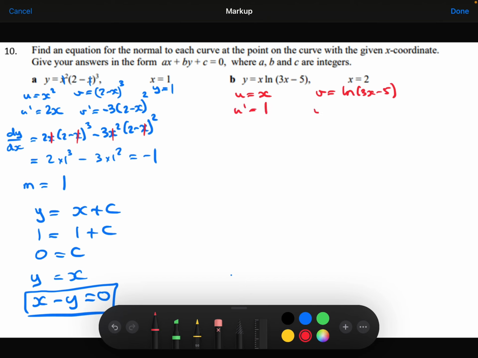Differentiating x, I get 1. Now, to differentiate the ln 3x minus 5, I need to be careful with this because I've got the 3x minus 5 that is inside the ln function. So chain rule. Let's differentiate the outside function first. The ln will differentiate to be 1 over. And then I have to multiply this by the derivative of the inside. The derivative of 3x minus 5 is 3. And then the 1 times the 3 is just 3.